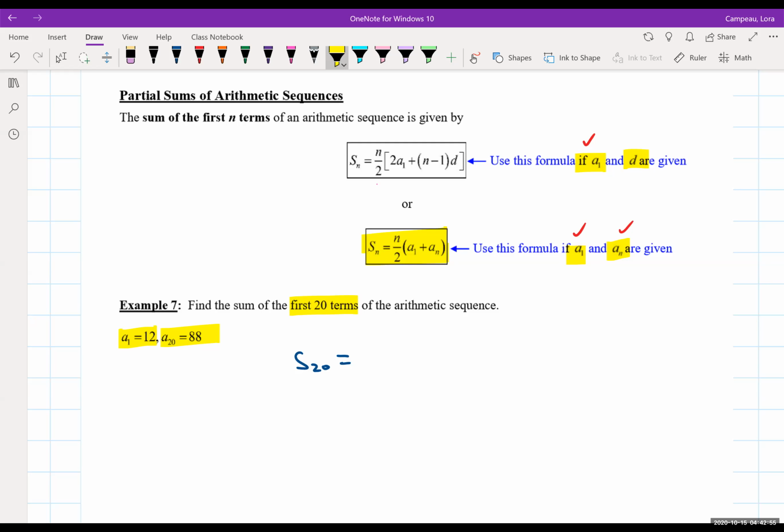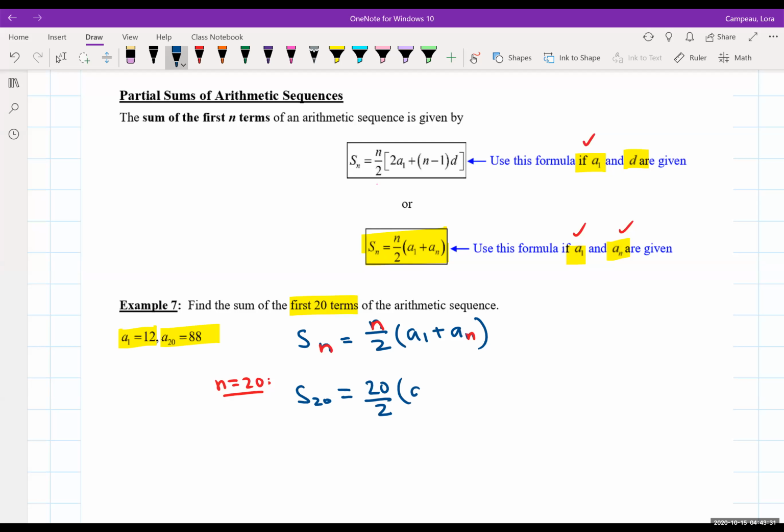So if you don't mind, I'll just write out the general form on top. I know we can see it, but it's just my habit to help myself. It always helps with making sure I'm plugging in the right things. So S sub n equals n over 2 times the quantity of a sub 1 plus a sub n. And if we have S sub 20, that's us saying that n equals 20. So we're replacing every n with 20. So this would leave me with 20 over 2 times a sub 1 plus a sub 20.